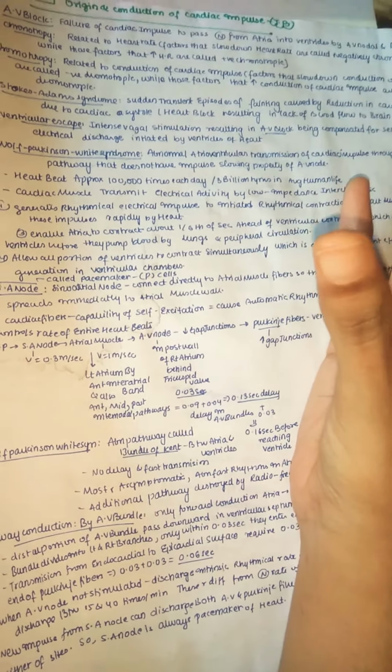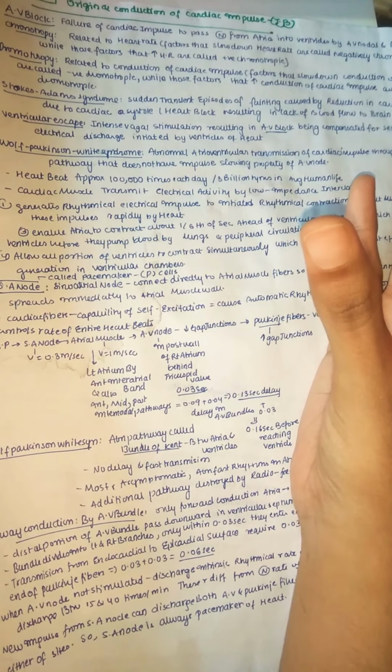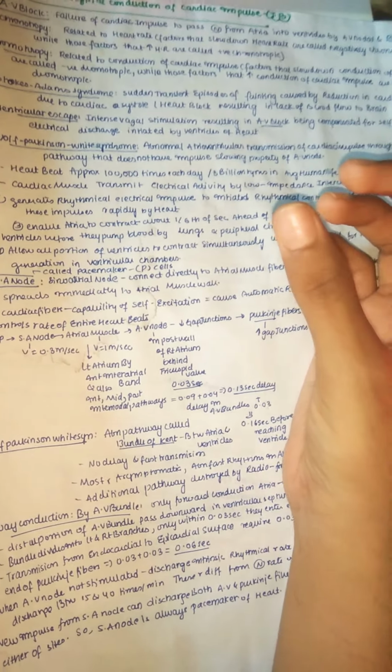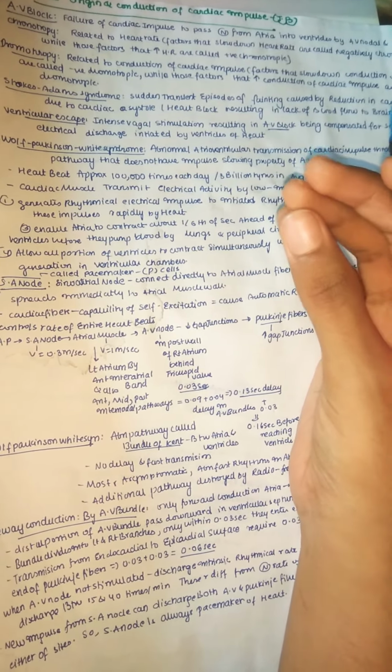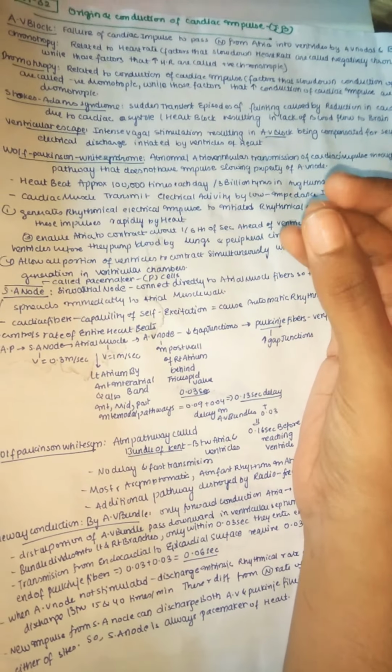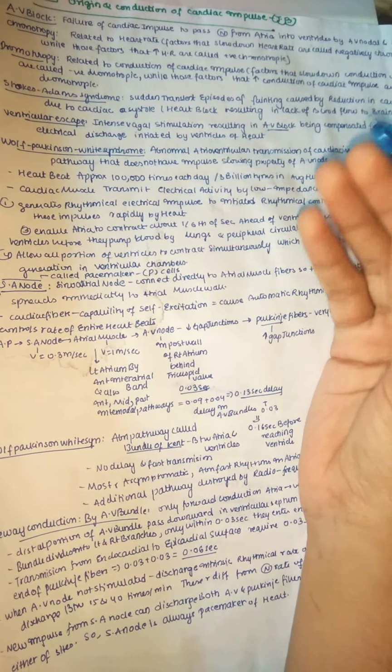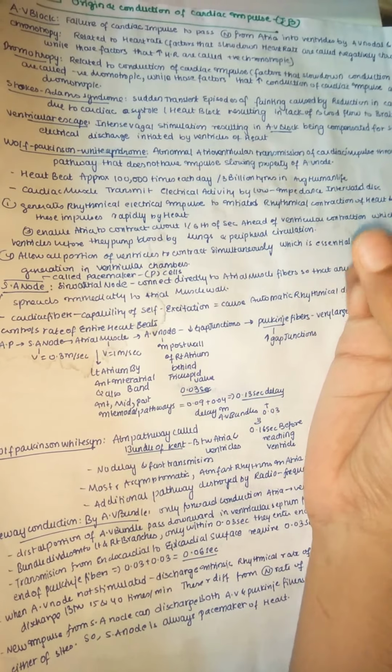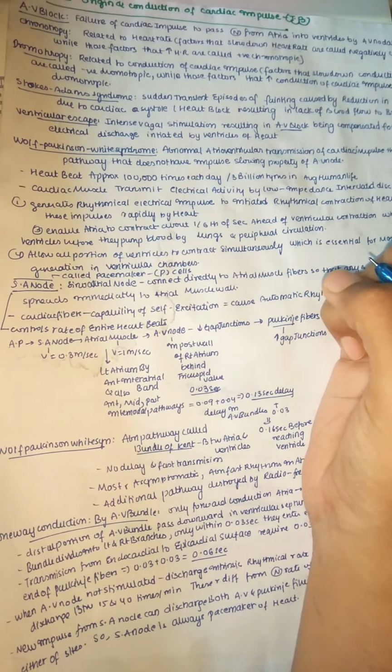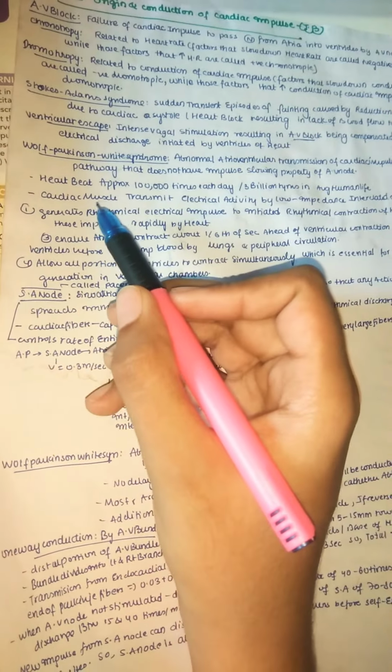It's the same as the electrical process in our house, which transports the current. In the same way, our heart also has current, and it is transported by wires. So you can remember the wire-like things are the fibers: SA node, AV node, Purkinje fibers. So let us see how this conduction takes place in our heart.